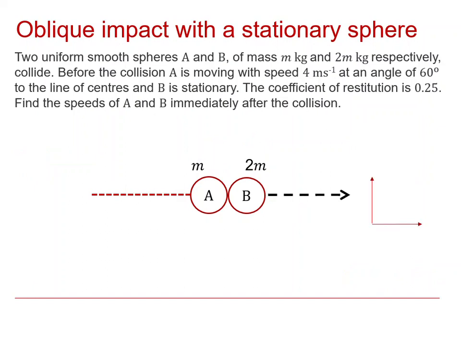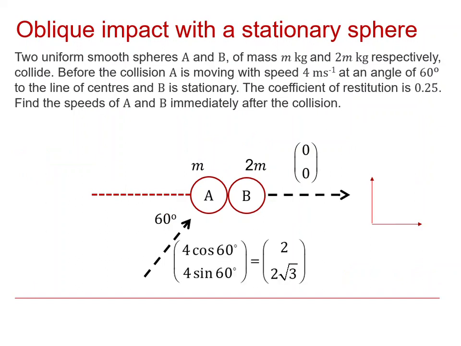So we take our axes from the lines of centres. We take B as not moving, and we introduce the velocity of A as described in the question. It's coming in at 60 degrees to the line of centres, and it's got magnitude 4. So if we resolve that velocity into two components, we'll get 4 cos 60 and 4 sin 60 for the two components, and taking as usual that cos 60 is a half and sin 60 is root 3 over 2.